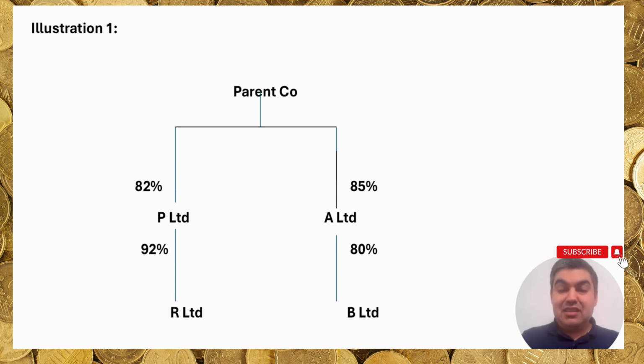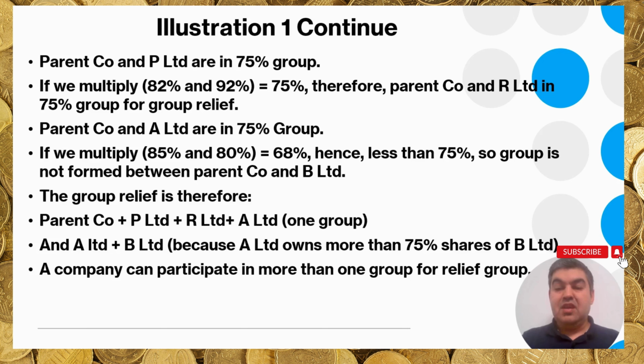Here's the illustration. Parent Co owns 82% of P Limited, and P Limited in turn owns 92% of R Limited. Then Parent Co owns 85% of A Limited, which in turn holds 80% of B Limited. So work out which companies are part of the group and which company can surrender the losses in between. Remember, when it comes to the exam and in practice, make sure you don't stay quiet. So pick up the easy marks.